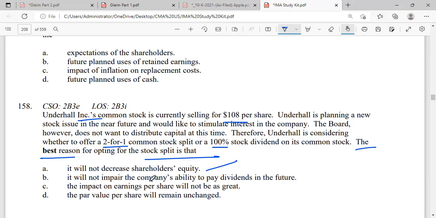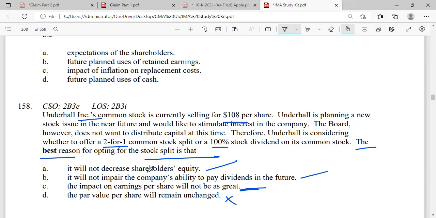It will not impair the company's ability to pay dividends in the future. Yes, that can be the answer. The impact on earnings will not be as great. Well, what would be the impact on earnings if you are doing a stock split? So yeah, even a partial one won't be there. Then the par value per share will remain unchanged. No, this cannot be, because the par value per share will change in there, right?